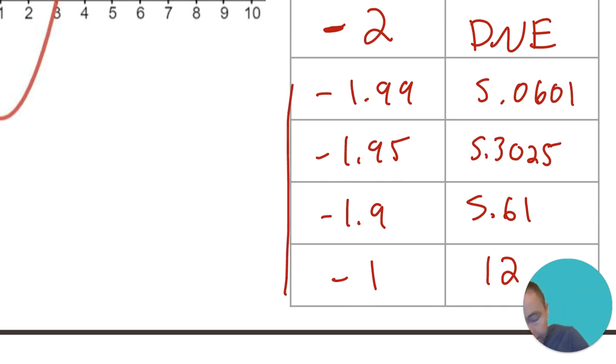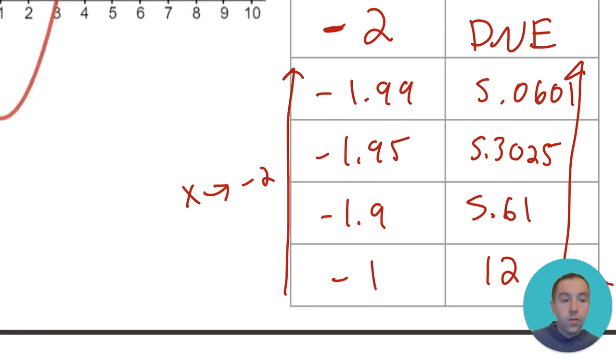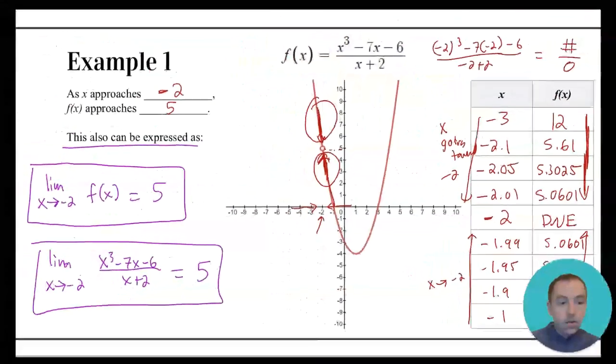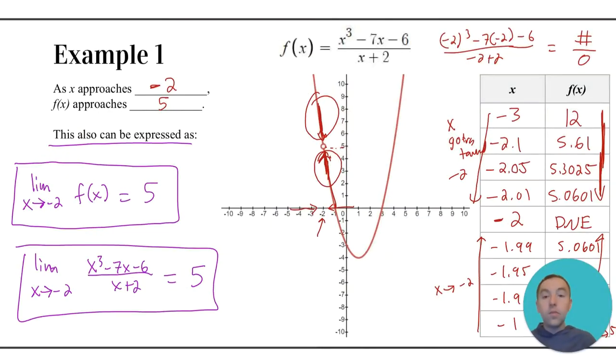And so you can see that this way, right? This is where x is headed towards -2, and f of x right here is headed towards 5 at that same time. Therefore, that table of values gives us the intuition that we're probably right about this. And indeed, that is the limit, okay?